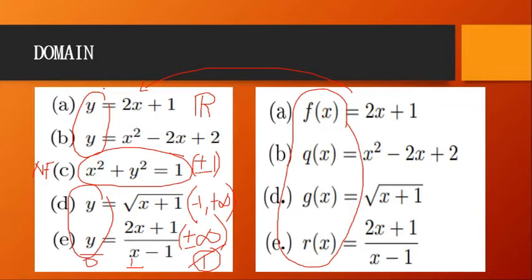And nangyayari naman yun talaga sa lahat. Kasi kumbaga yun yung foundation natin. Without the value of x, we cannot determine the value of y. We cannot calculate the value for y. That is why nire-replace natin yan ng f of x, q of x, g of x, r of x, wherein yung f, q, g, and r ay kahit anong variables. Okay, nakadepende po yan sa inyo. Pero ang basa natin dyan ay function of x. Okay, so dito na papasok ang importance ng x para mahanap natin ang y.